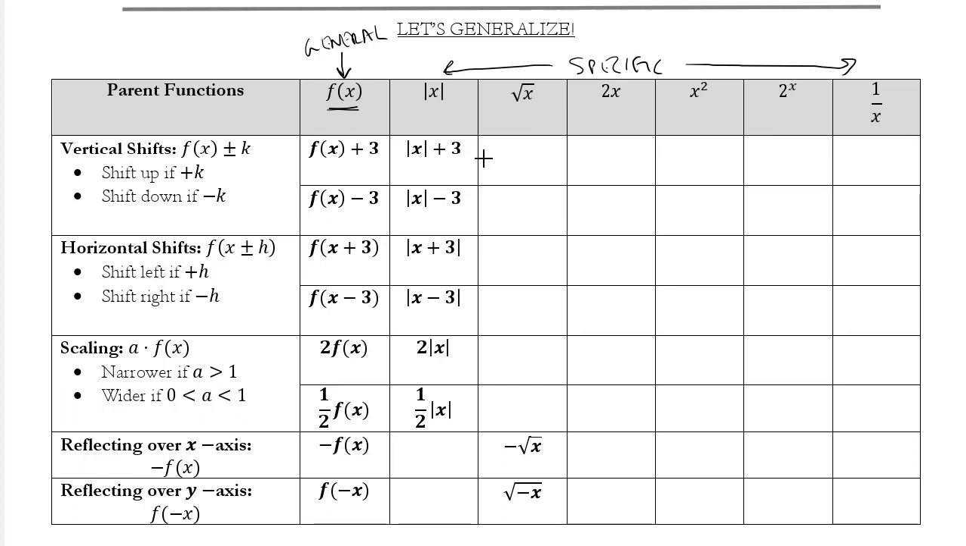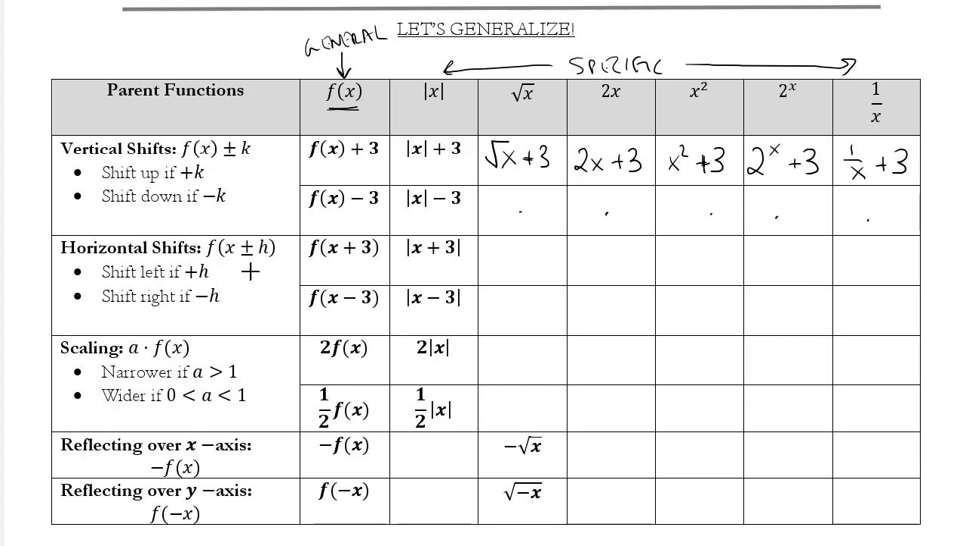Okay, so I'm going to fill out a couple, and then we can see how we can fill out the rest. So here, if I want to shift the square root of x up by 3, it's simple. I just go square root of x plus 3, right? And we're done. 2x plus 3, x squared plus 3, and let's just keep going. 2 to the x plus 3. These are all shifts, and 1 over x plus 3. I'm going to let you fill out the minus 3's. It's the same pattern, as you can imagine.